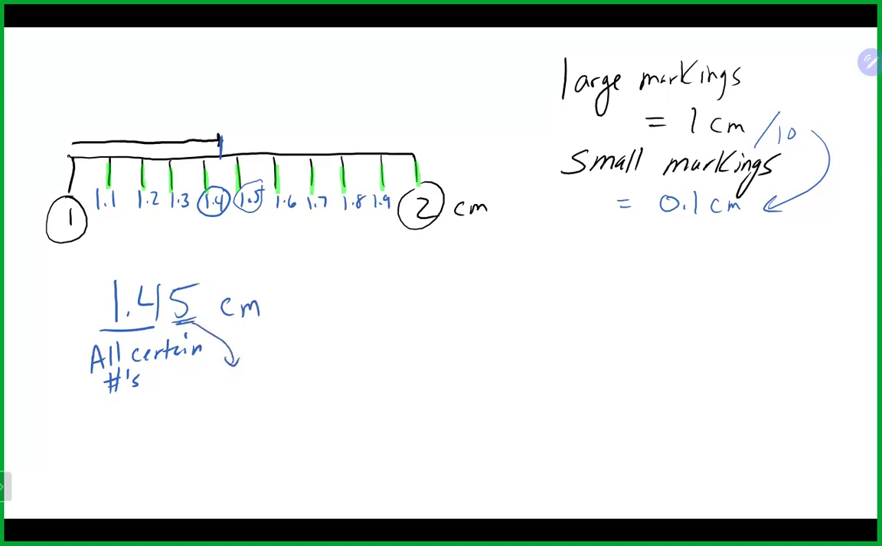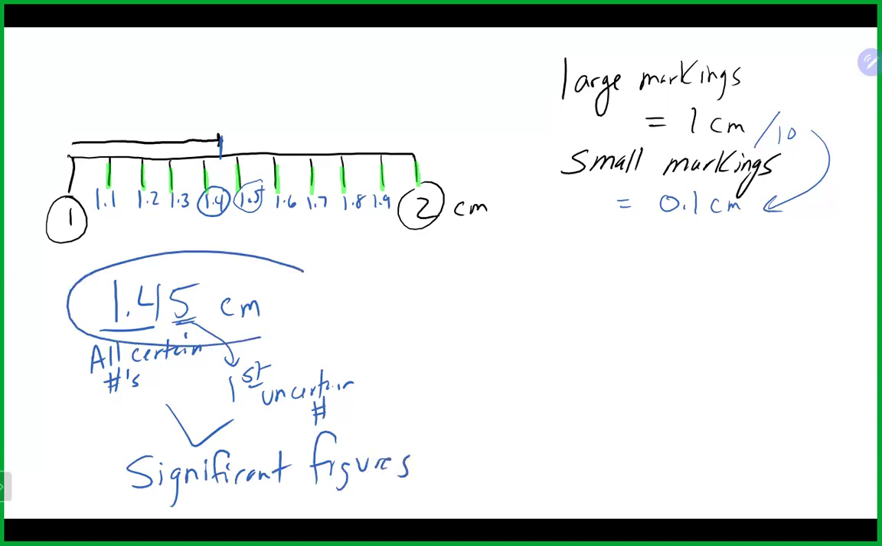This would be what is known as the first uncertain number. And it's uncertain because somebody else may look at it and think it's a little bit more than half, maybe a 6 or a 7. Somebody else may think it's a little less than a half, maybe a 4 at the end. So there's some uncertainty in that last digit. Whenever you take a proper measurement, you should always record all the certain numbers plus the first uncertain number. And when you do that, that is our friends, significant figures.